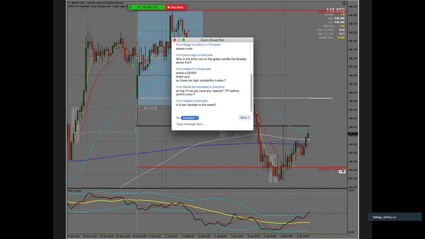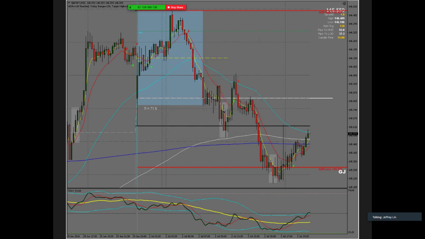On the H1, do you have any special TP1 before... yes, 2 candles to the water, Angela, correct. Do I have a special TP1? No, it's the same. I use the same TPs as I do for my M15 setups. I look for EMAs, or you can look for the solid lines, or specific marks. On your charts, we have these indicators, right? These weekly lines, week opens, previous week opens. On the H1 charts, it's a lot more likely that you're going to hit one of those areas.